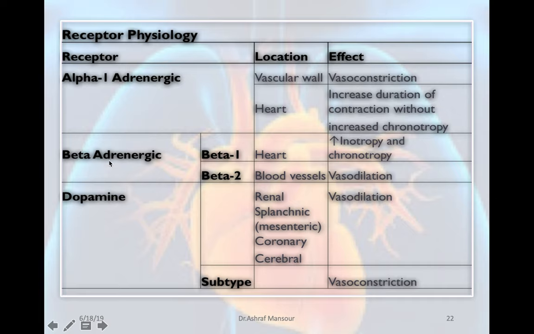If you go to the dopamine receptors, which are present in other areas like the renal, mesenteric, coronary, or cerebral blood vessels, they will cause vasodilatation.